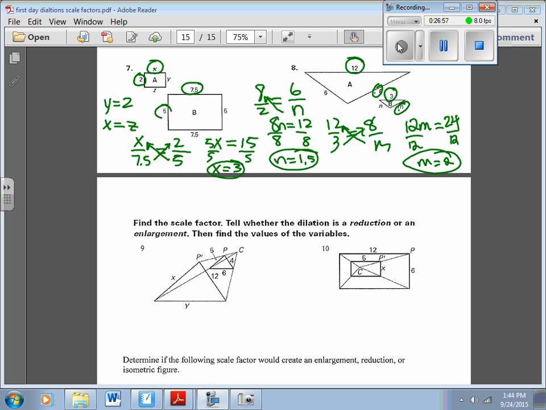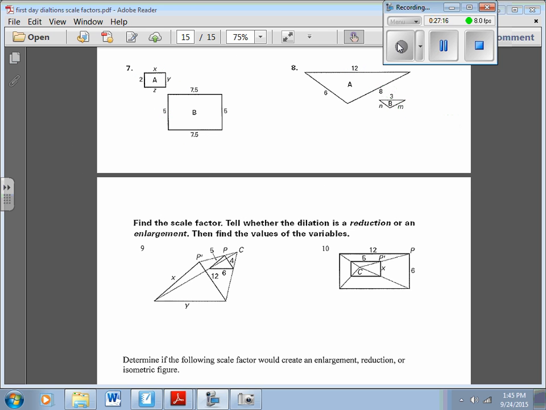Okay. Everybody okay with that one right then? You could have also set up, you could have done 12 over 6 equal to 3 over n. Okay. Good job. So let's go to the next part.